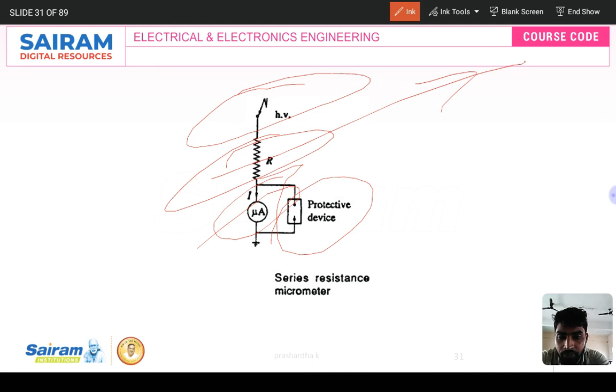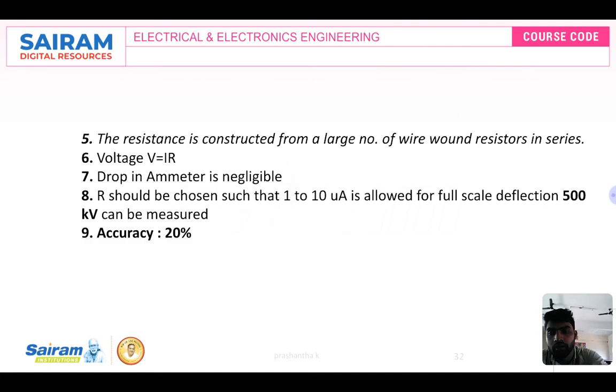So it is connected, and the micrometer is used to measure high values. I already told you, if suppose the resistance is not there, the micrometer reads maximum value with a small current also. So this is the circuit diagram. The resistance is constructed from a large number of wire bound resistors in series, because more resistance is required.